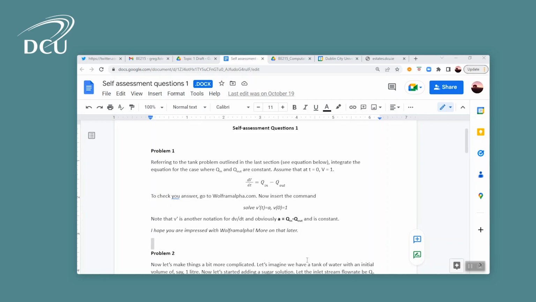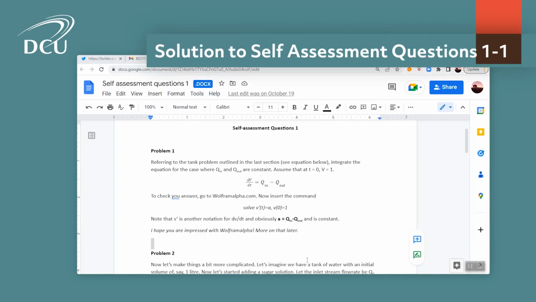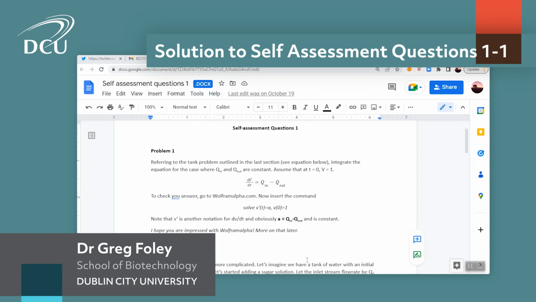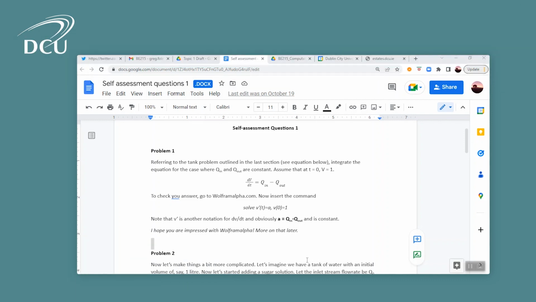Okay, so let's look at the solution to the first self-assessment question. And we have a simple little problem here of a tank filling up, and there's a flow rate of fluid going into the tank that has a value Q in, and a flow rate coming out that's a value Q out. And we're going to assume that both Q in and Q out are constant, which makes the integration a lot easier than it might be otherwise.